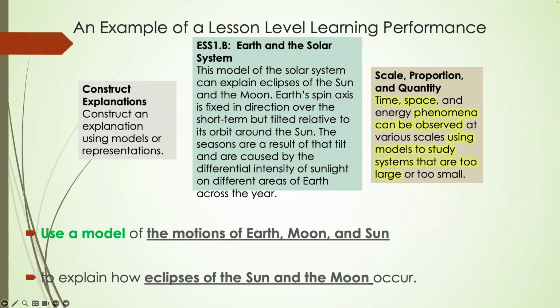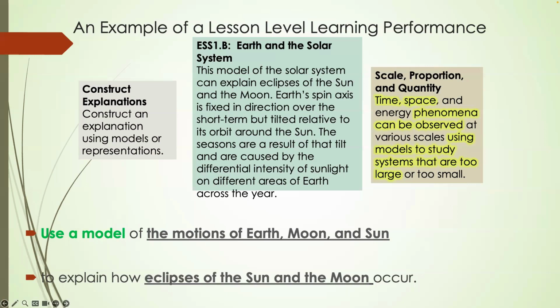So in a lesson level performance, we're going to be using bits and pieces of this to make a lesson that makes sense to the kids so that they can learn why eclipses happen, right? So it says construct explanations for models. So the model portion of this science and engineering practice tells me that I'm going to be using my model epistemic practice here. And then I'm going to be using modeling to do eclipses of the sun and the moon. And then I'm going to think about scale, proportion, and quantity.